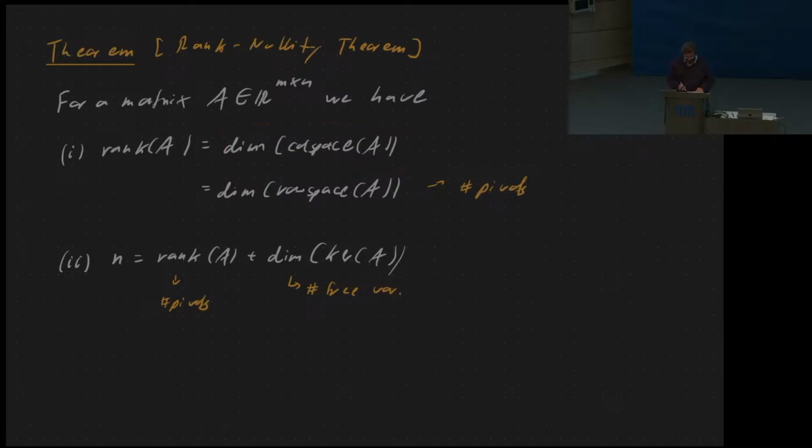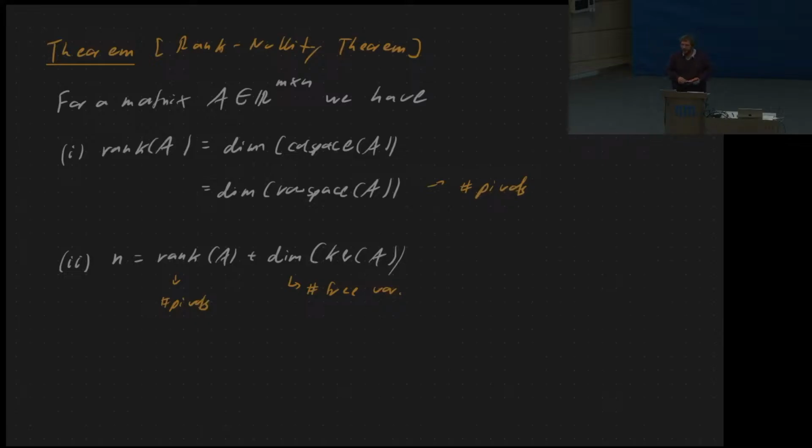And the dimension of the kernel is, in a way, what is missing from that to get the number of columns. So the rank and the dimension of the kernel add up to the number of columns of the matrix. So if you know one of them, you know the other. Okay? So the rank directly gives you information on the dimension of the kernel.